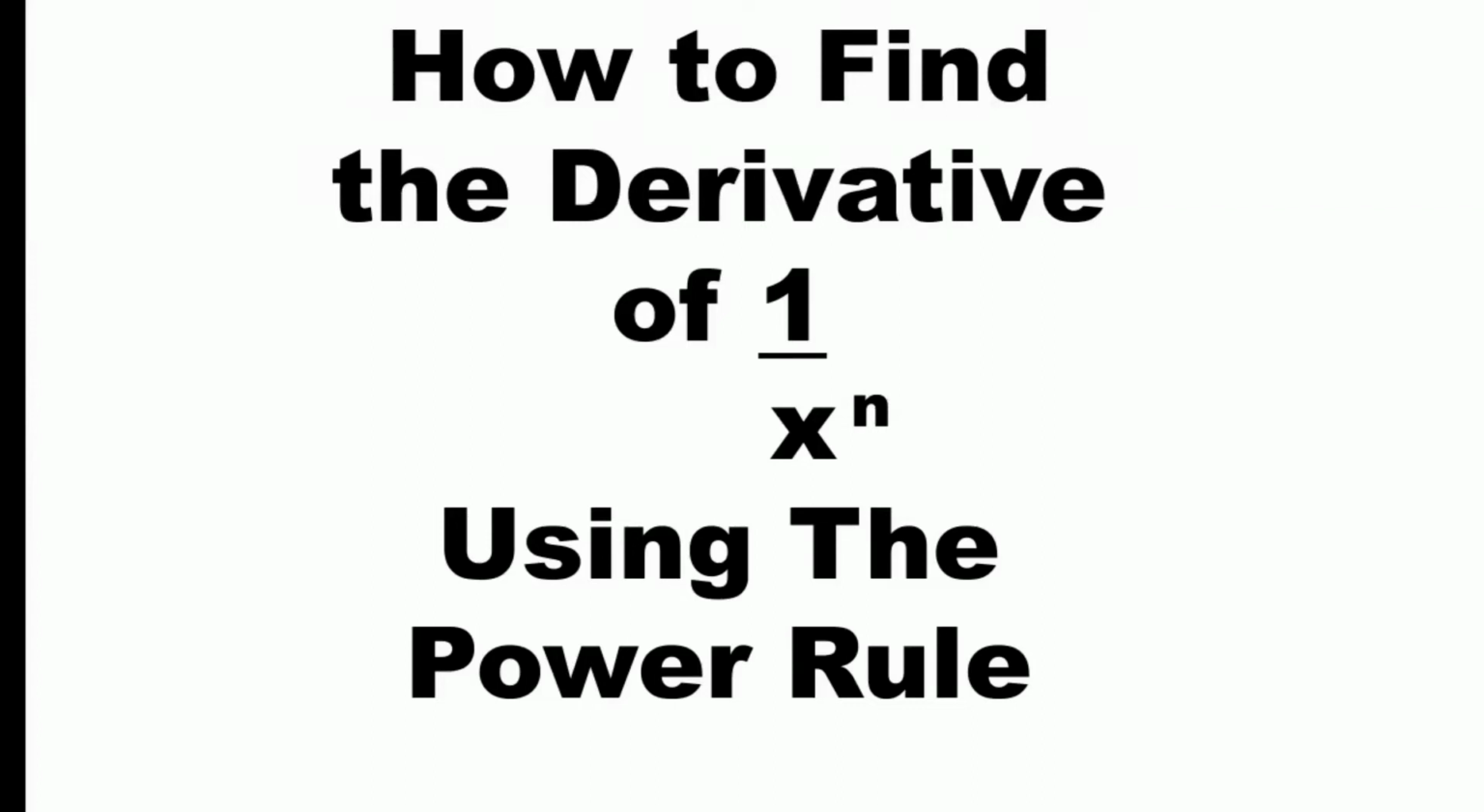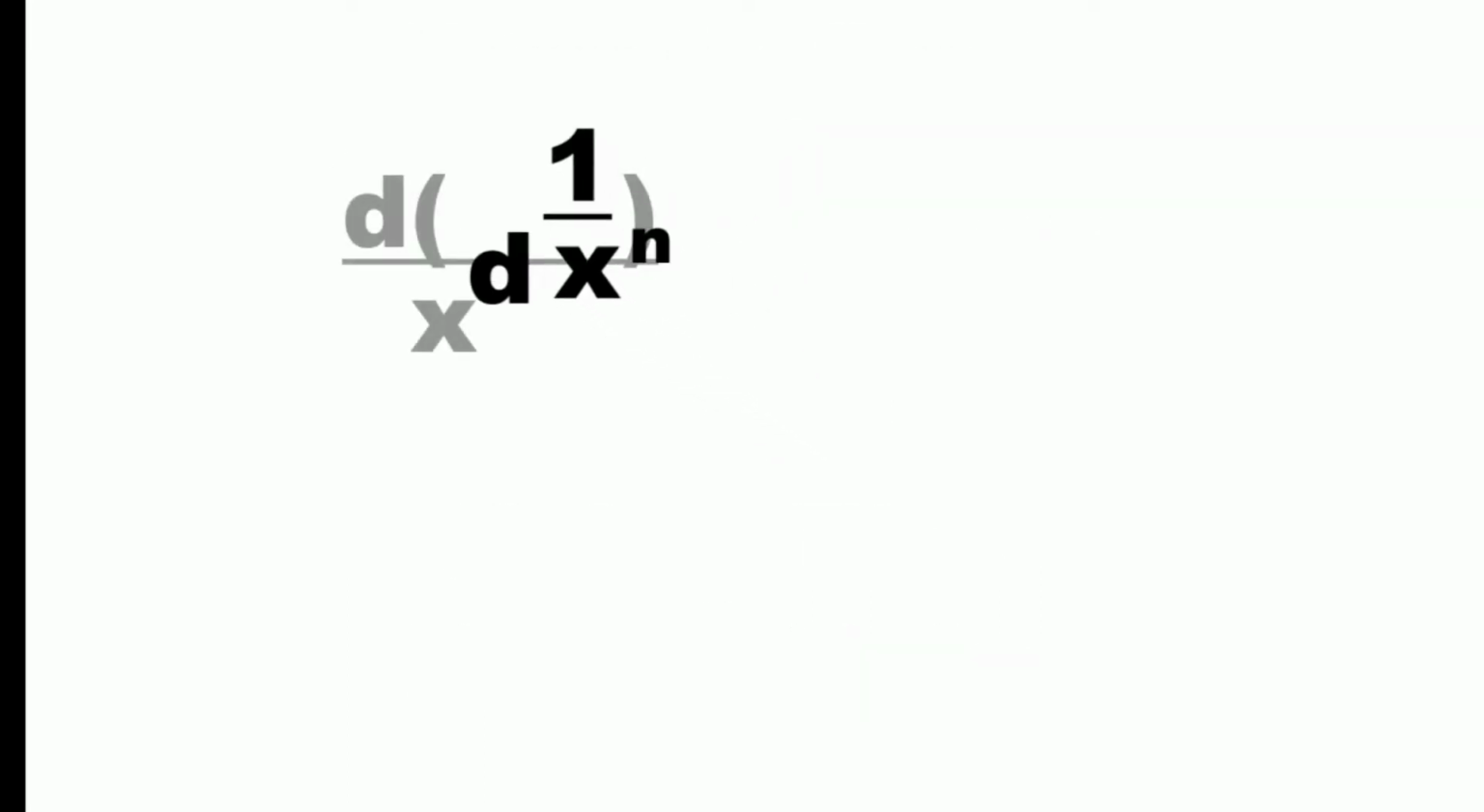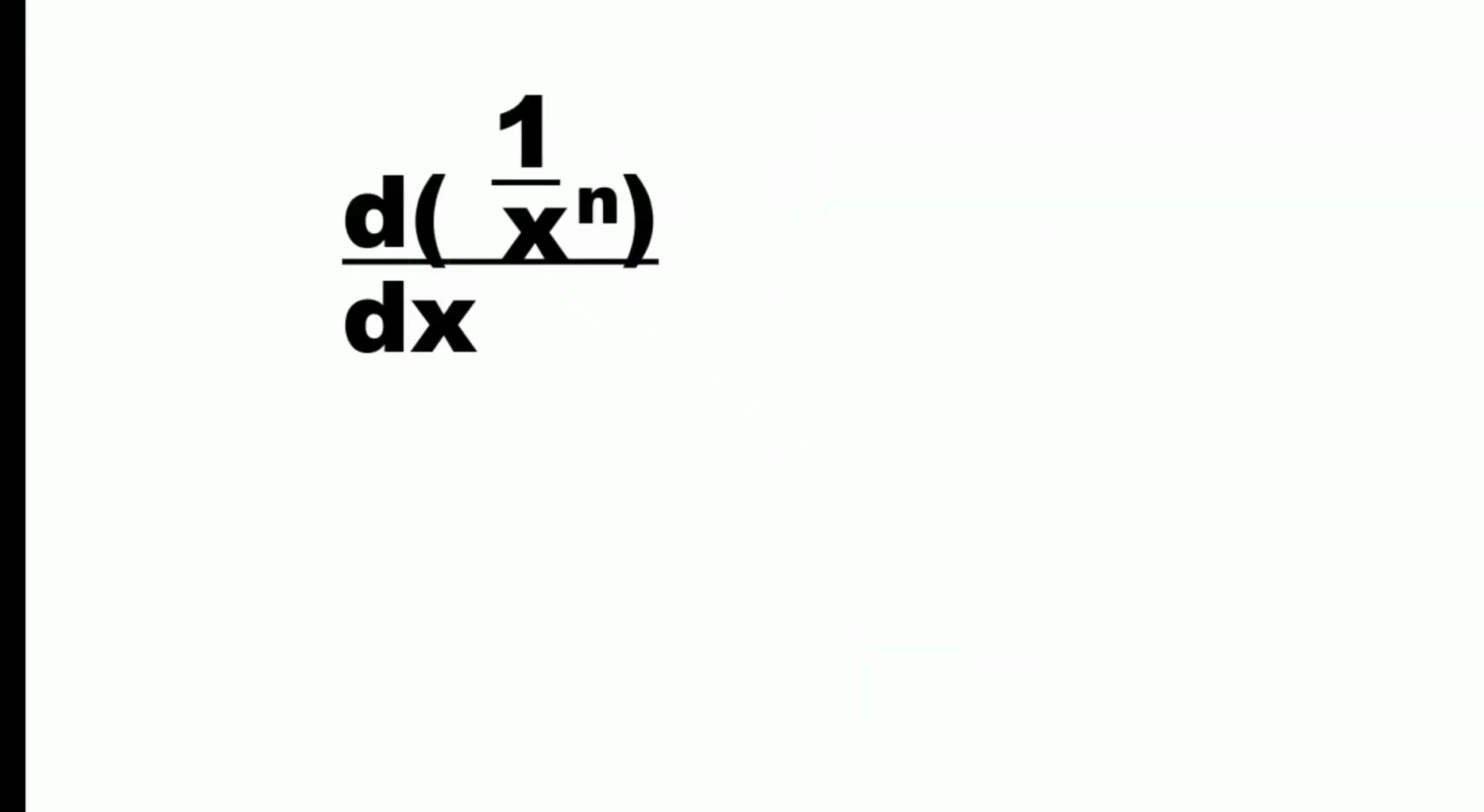How to find the derivatives of x to the power n in the denominator, or 1 over x to the power n, using the power rule. Let's find the derivative of 1 over x to the power n. By laws of exponents, 1 over x to the power n is the same as x to the power negative n. So the derivative of x to the power n is negative n times x to the power negative n minus 1.